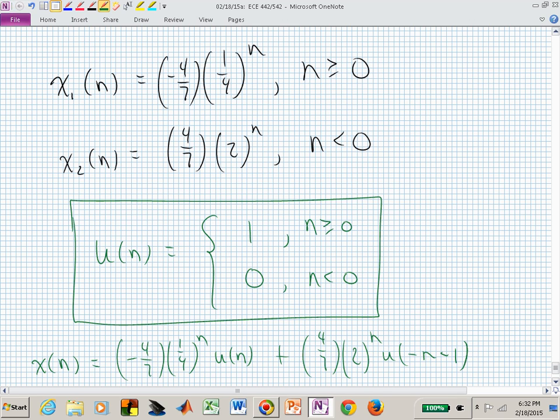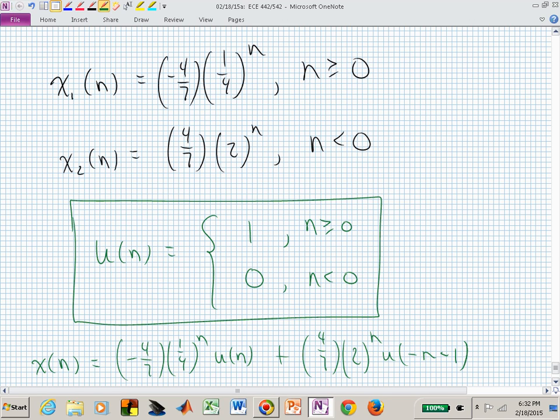Now at n equal to 0, what's happening to the argument? It's u of minus 1, which is off, which we want it off at 0. At n equal to minus 1, what is it? It's u of minus a minus 1, so that's u of 1 minus 1, that's u of 0, that's now turned on, and for all negative indices less than minus 1, it's going to be on. Is it clear why that's equivalent to the earlier two-part answer for x of n?